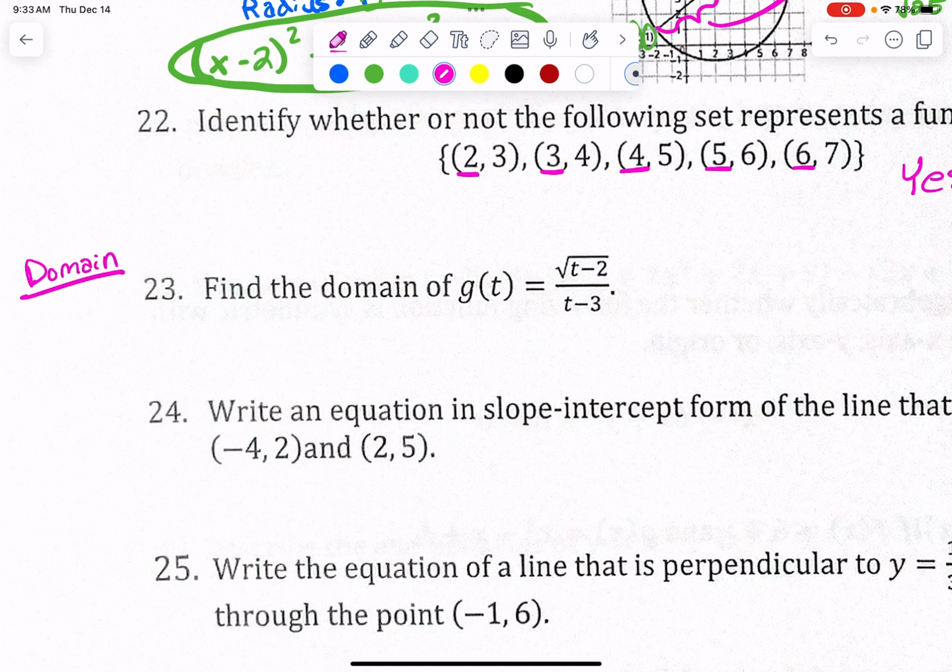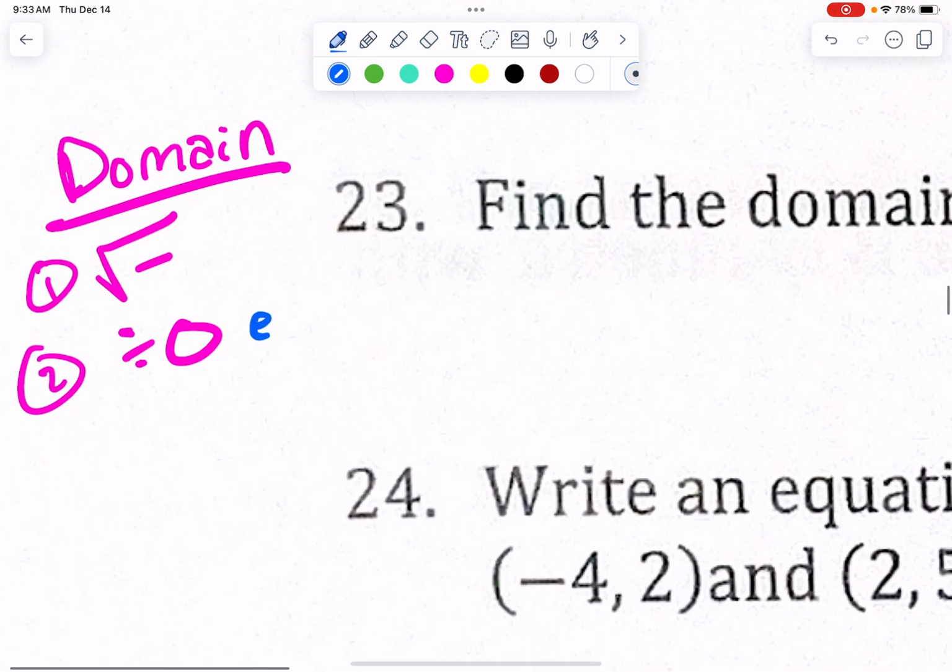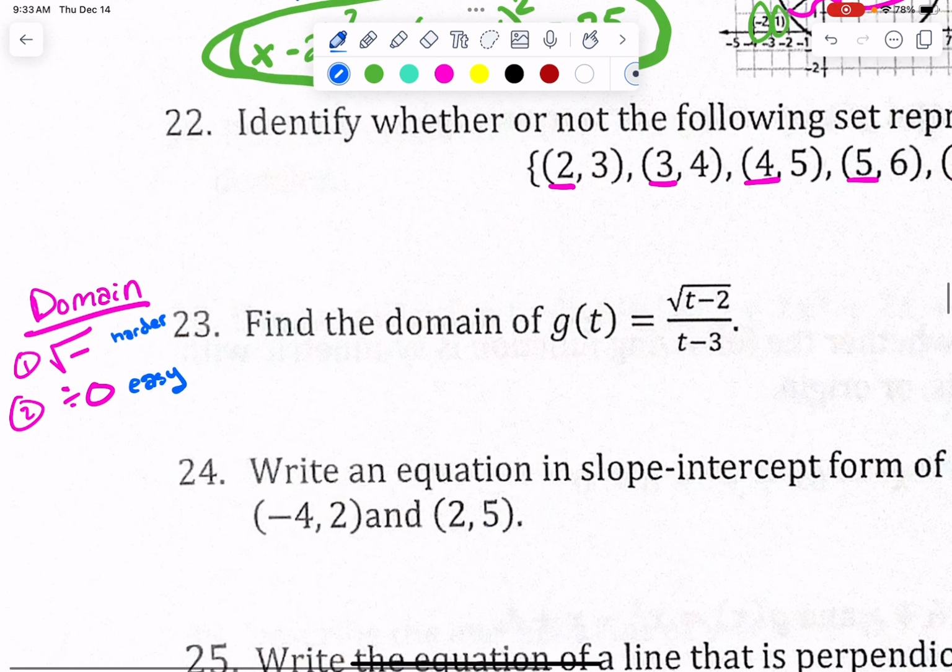When you're doing domain, you worry about number 1, a negative inside of a square root, and number 2, dividing by 0. Out of these two, the easier one to do is the bottom one. This one is a little bit harder to figure out. Dividing by 0, it's easy to figure out what that number is. Like if I look at this, this one actually has both problems going on.